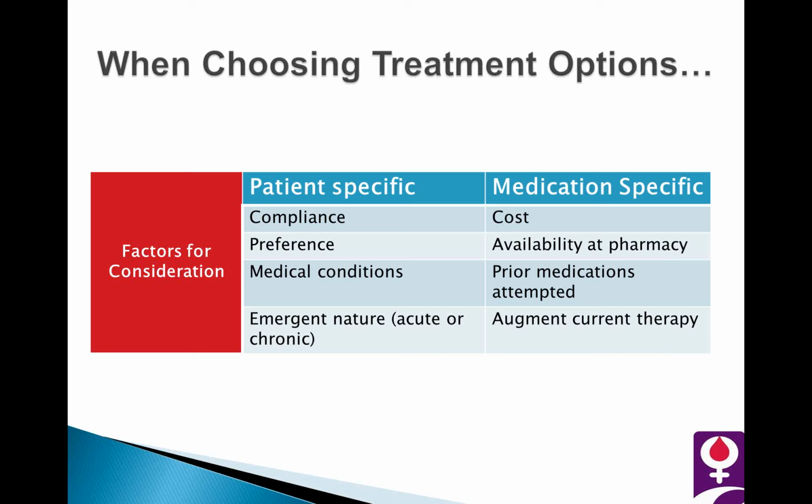And so we also want their feedback and their information about the preference in therapy that they would like to use. Medical conditions will definitely impact our decision to choose one medication over another, and the emergent nature, obviously, acute or chronic. Finally, in the medication-specific category, we think of cost, availability at the pharmacy, prior medications attempted, and how do we want to augment current therapy if they are already on therapy.